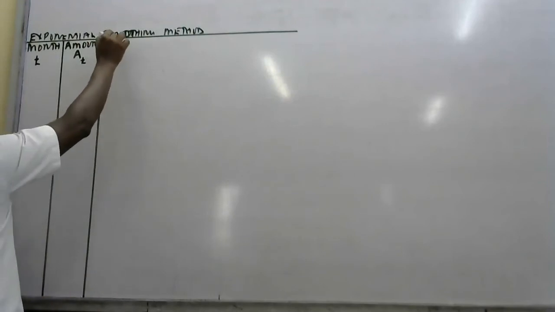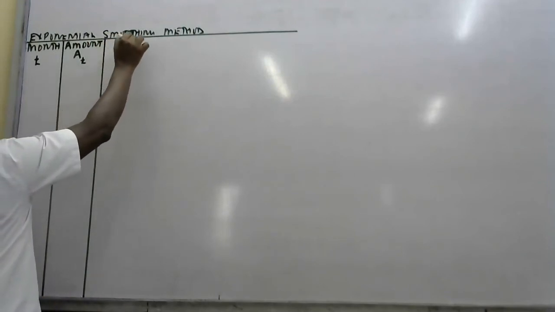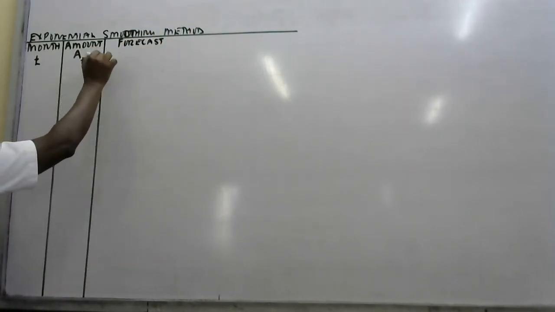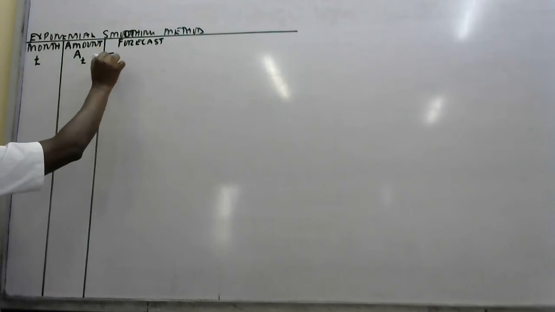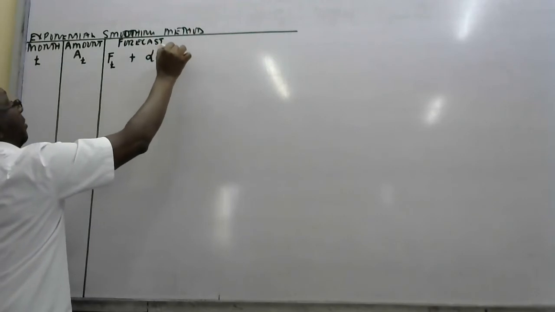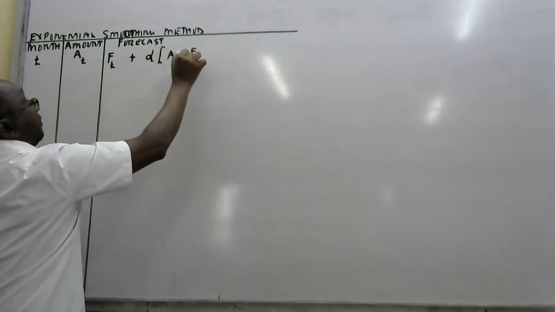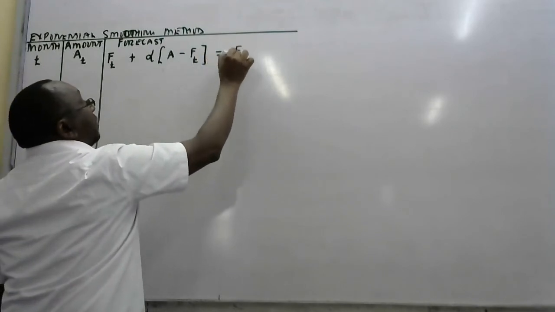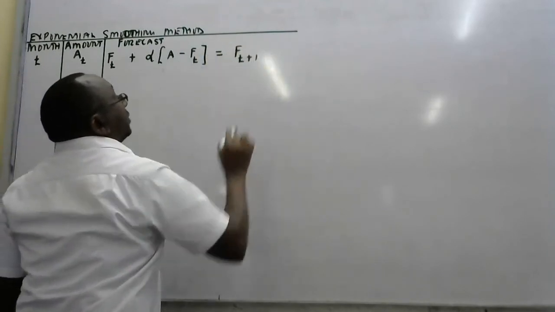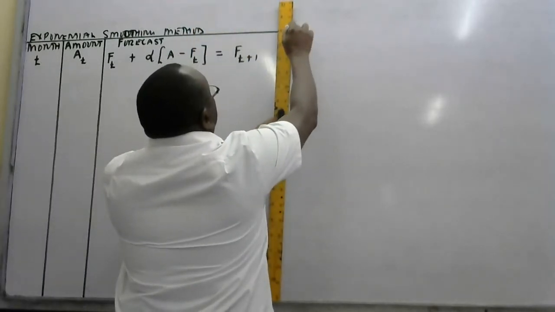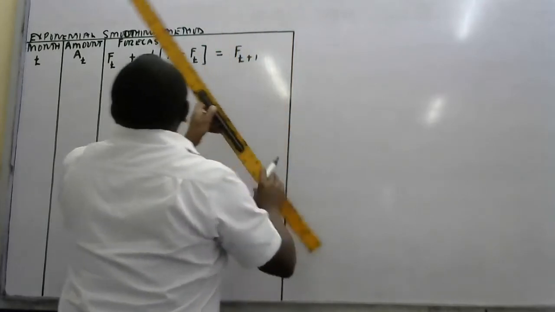Then we have the forecasts. And the forecast, you should remember, we always use the formula of F_t plus alpha (A_t minus F_t) is equal to F_t+1. That's how it's done.